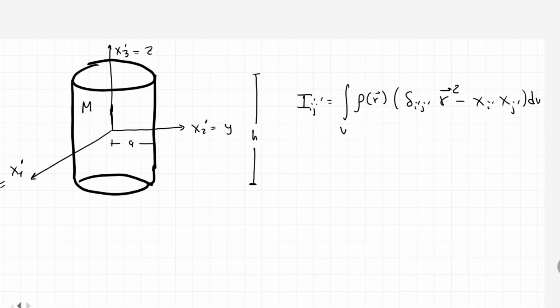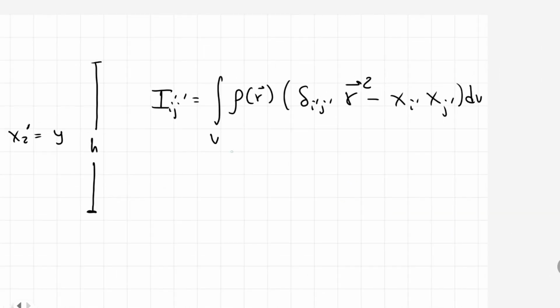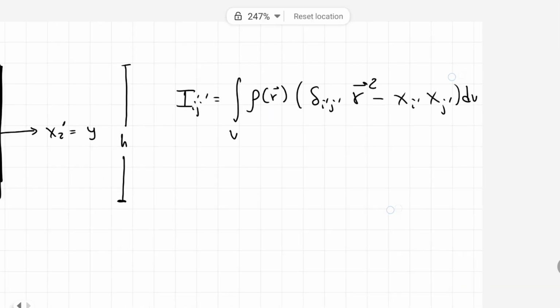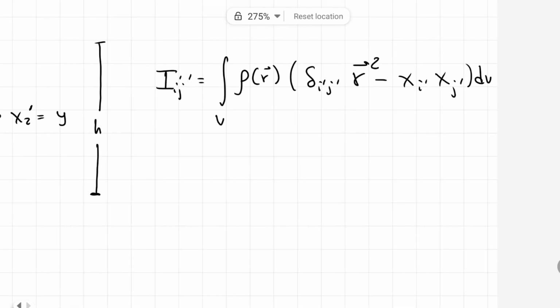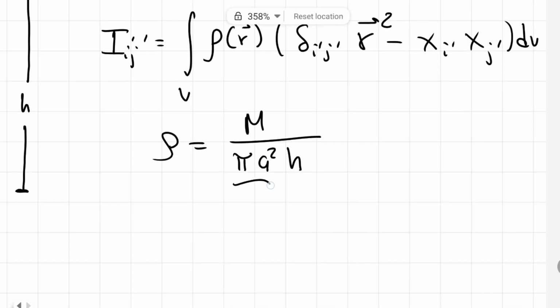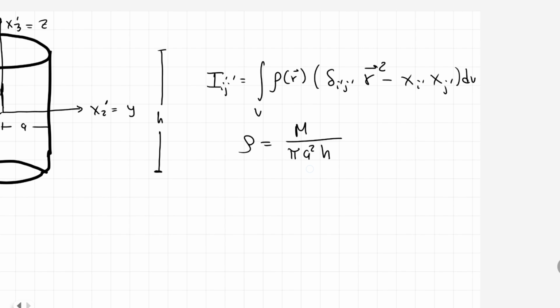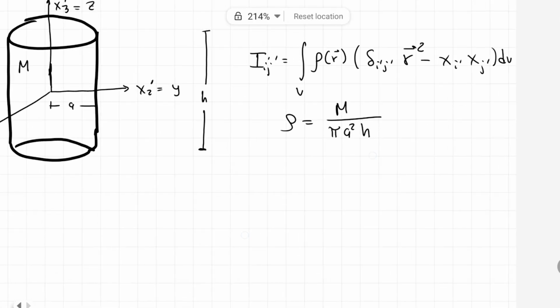In this case, it is important to mention that this cylinder is homogeneous. So that means that the density of mass is going to be a constant, okay, and it can be easily calculated just dividing the mass by the volume. So that means that the density is going to be equal to m over pi a squared h. Remember that this is the volume of a cylinder, okay? Perfect.